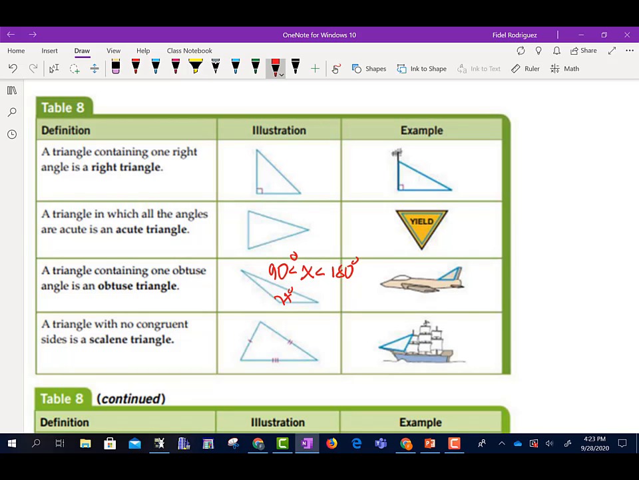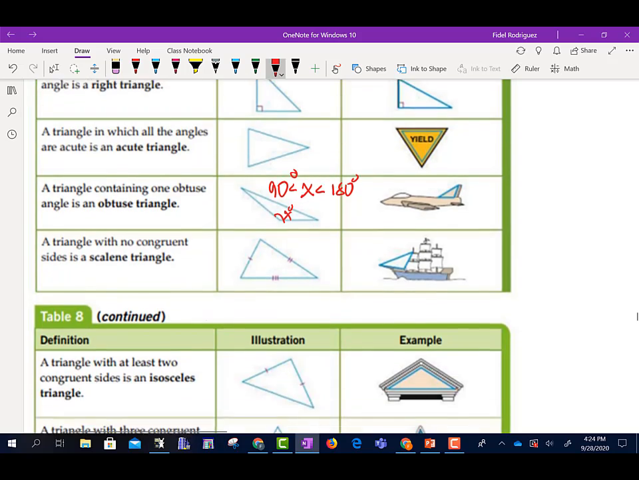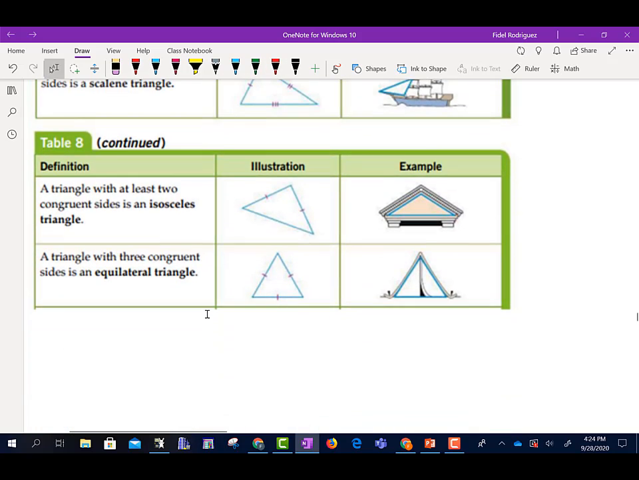And then it says a triangle with no congruent sides is what we call a scalene triangle. So none of the sides are going to have the same measure, okay? No sides will have the same measure. That triangle will be called scalene. All right, and it says a triangle with at least 2 congruent sides is an isosceles. And a triangle with 3 congruent sides is an equilateral. Guys, equilateral triangles are also equiangular. Those angles are also going to be the same, okay?